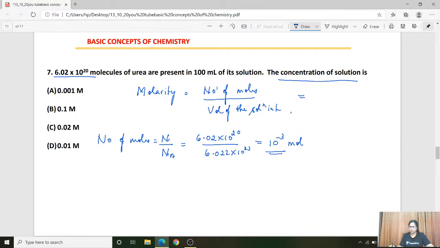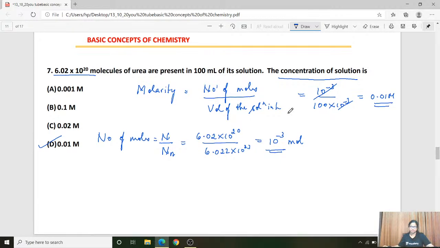So number of mole is 10 to the power of minus 3 divided by volume of the solution in liter, students. Now it is given in 100 milliliter. So 100 into 10 to the power of minus 3. So you are going to get 1 by 100, that is 0.01 molar. So answer will be option D.